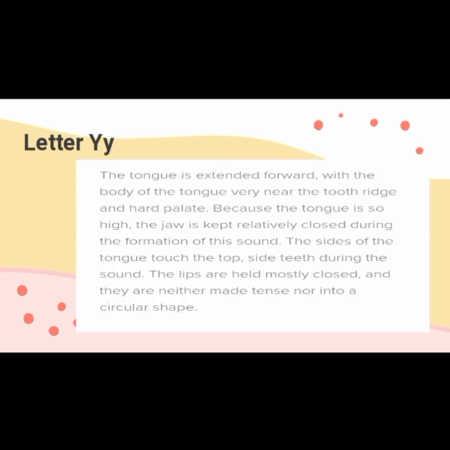Next is letter Y. The tongue is extended forward with the body of the tongue very near the tooth ridge and hard palate. For example, we will produce the word yarn.